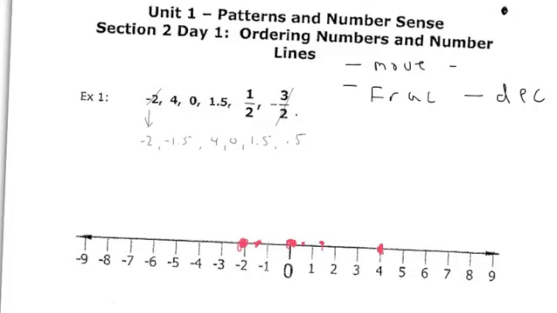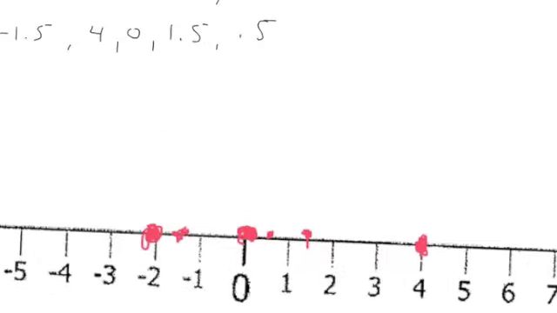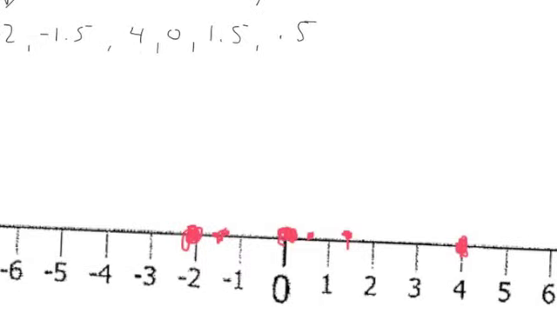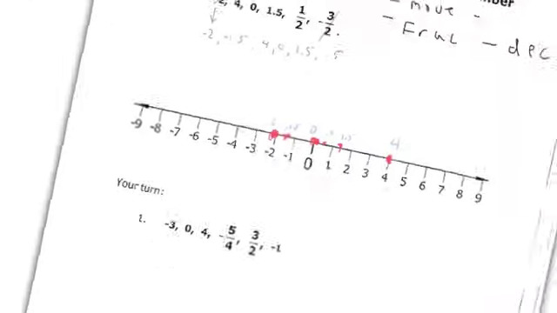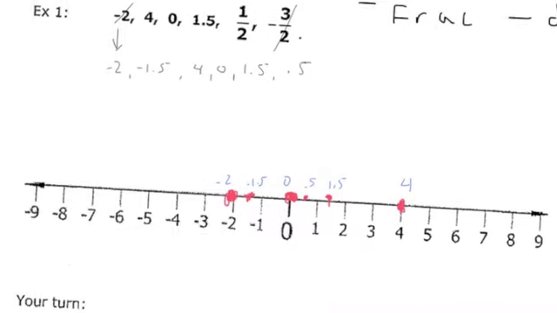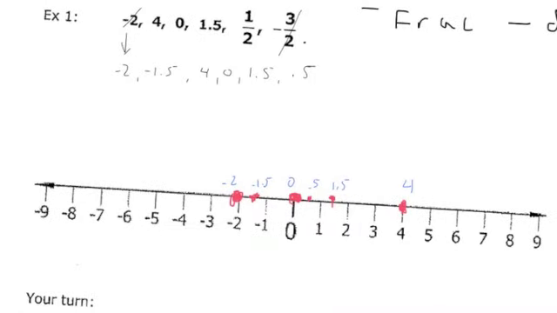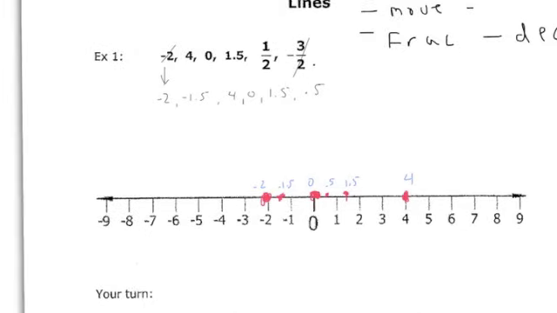Okay, if you would like to, you can go back there and label all these. So we could go ahead and do that. Let's do it in a different color. We could do negative 2, negative 1.5, 0, 0.5, 1.5, and 4. Okay. Now that you've gone ahead and organized all these and put them on the number line, you can easily organize them from greatest to least or least to greatest, however the question asks you to do it. Okay, so that's all we're doing. We're organizing numbers and putting them on number lines.